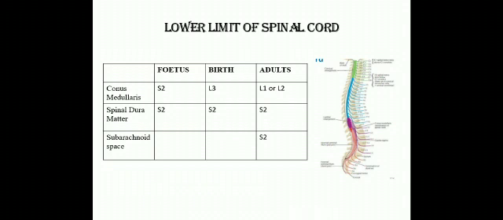So, the level of the spinal cord also varies depending upon age. In the fetus, the conus medullaris lies at the level of S2, whereas at birth it will be at the level of L3, and in adults it is at the level of L1 or L2. The spinal dura mater is the same in all three stages, that is at the level of S2, and in adults the subarachnoid space is at the level of the S2 segment.